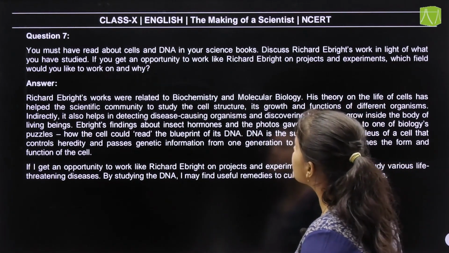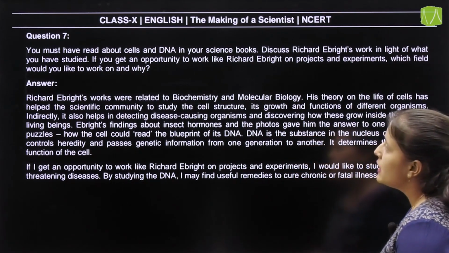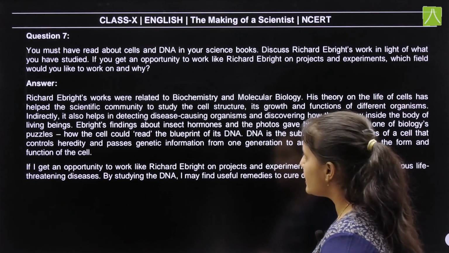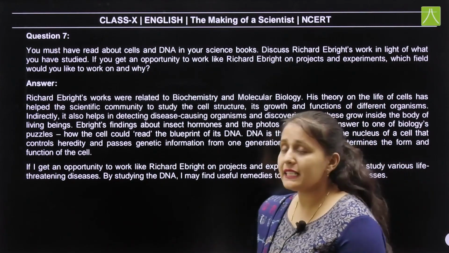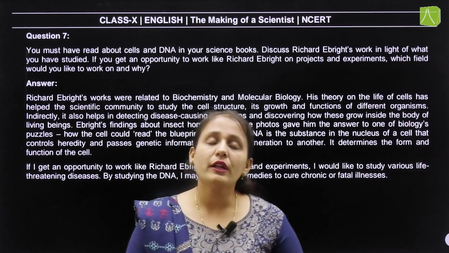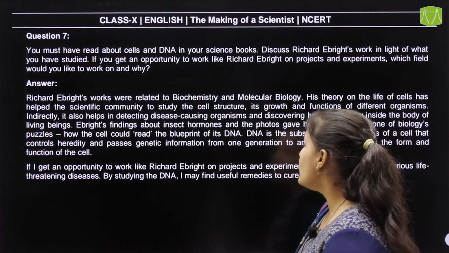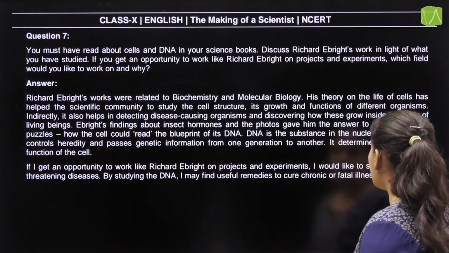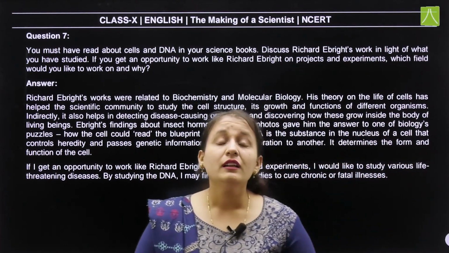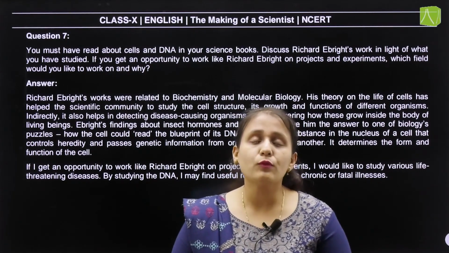You must have read about cells and DNA in your science books. Discuss Richard Ebright's work in light of what you have studied. If you get an opportunity to work like Richard Ebright. Of course, he developed that DNA philosophy by solving several puzzles. So in the same manner, whatever you are doing, you can solve it. And if I get an opportunity to work like Richard Ebright on projects and experiments, I would like to study various life-threatening diseases. And in the same way, your scope, your goal can be something other than what you guys want to study.